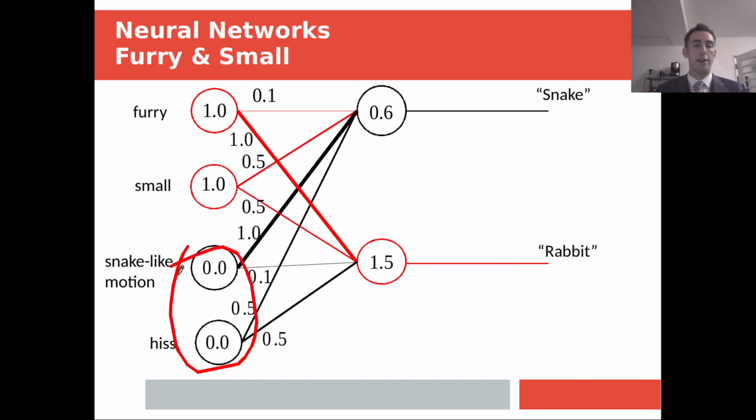Snake-like motion and hiss are not activated at all. They're 0, so they're not contributing anything, because 0 times 1 is still going to be 0, and 0 times these other weights is going to be 0, so they don't contribute anything in this situation.